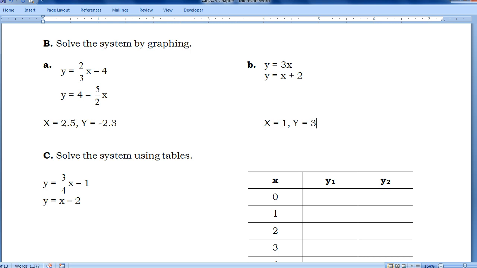So these are the answers that we got using the graphs above. For the first one, the first two lines crossed at 2.5, negative 2.3, and the second one crossed at 1, 3.